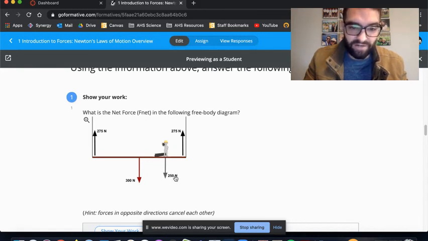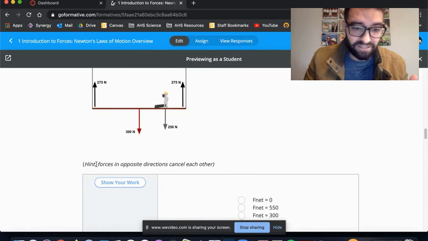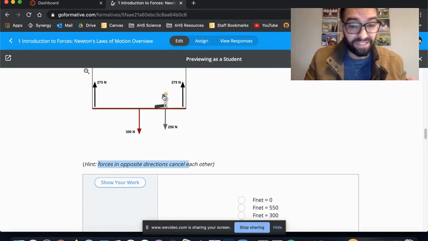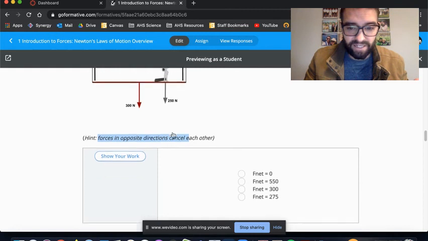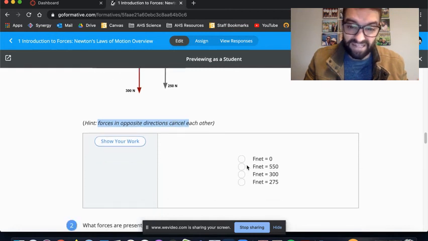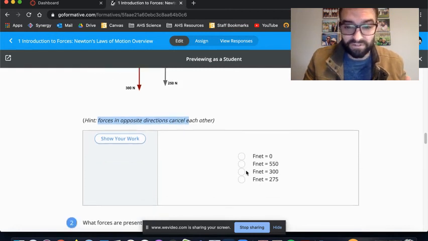So you have two forces pulling down and two forces pulling up, and you have to determine the net force. The little hint is if they're in opposite directions, they cancel each other out. If they're in the same direction, you can add them together. If they're in opposite directions, then you subtract them. Then you'll be able to find the F net, which would be the net force.